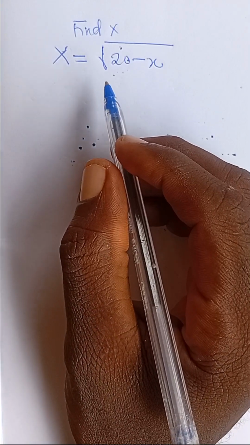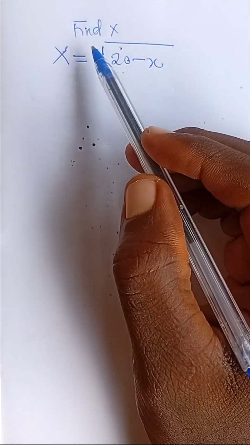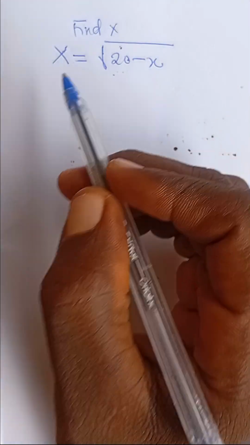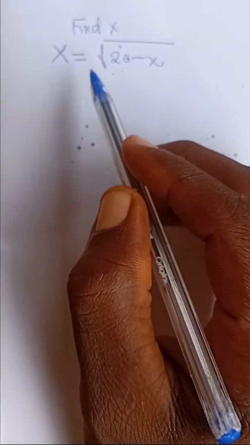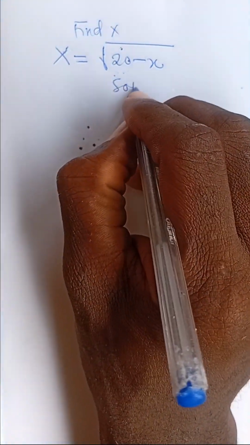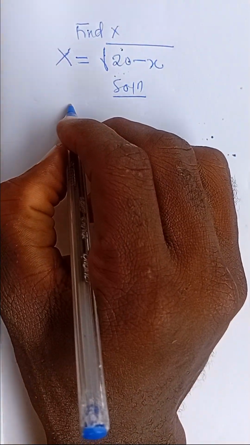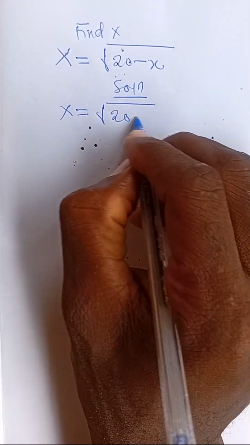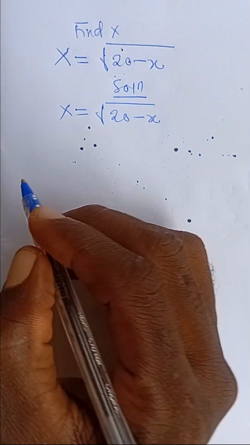Let us consider this question. It's very simple. We have to find the value of x. Very simple. The question reads: x is equal to the square root of 20 minus x. Solution. So x is equal to the square root of 20 minus x.